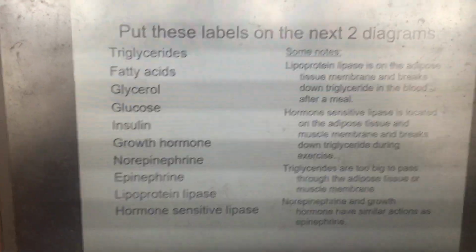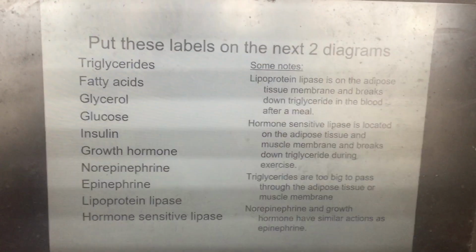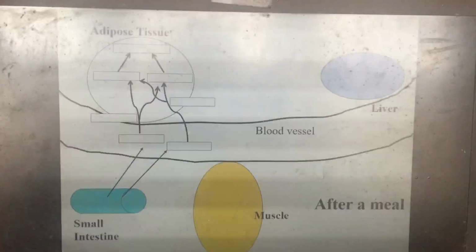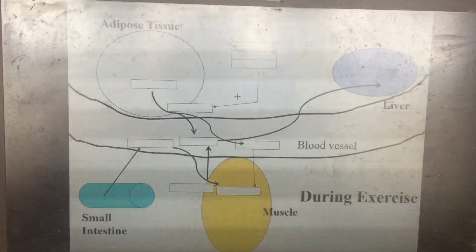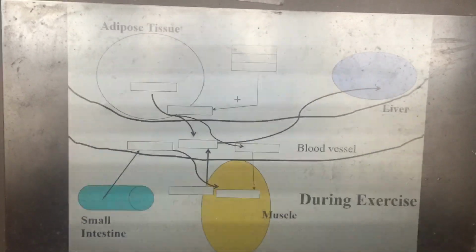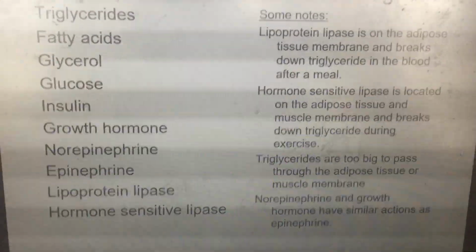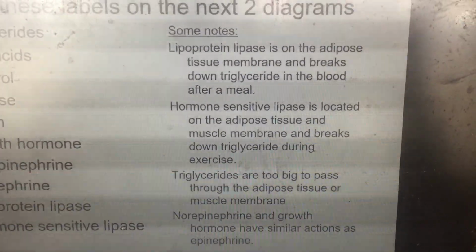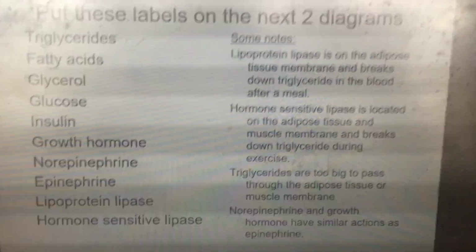Now we've got this exercise where I've asked you to put these labels on these two diagrams. So one diagram has to do with fat metabolism after a meal, and the other one has to do with fat metabolism during exercise. So you can read through this slide and see the terms, and then I've got some notes on the side here that can give you some hints on where these terms might go.